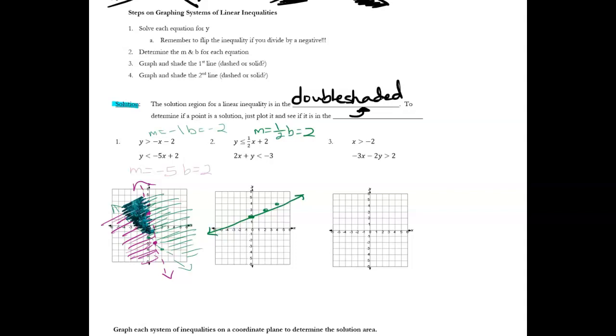And then I'm supposed to shade less than because it says less than. So here's my y-intercept. So that means I'm shading all of this. I kind of shaded it too dark. I might not be able to see, but we'll try it.